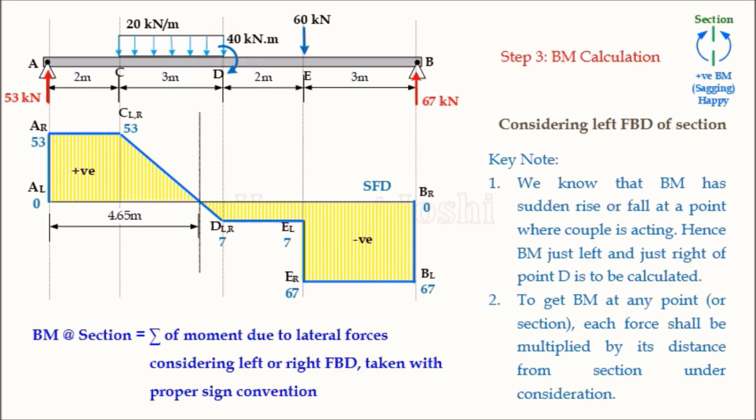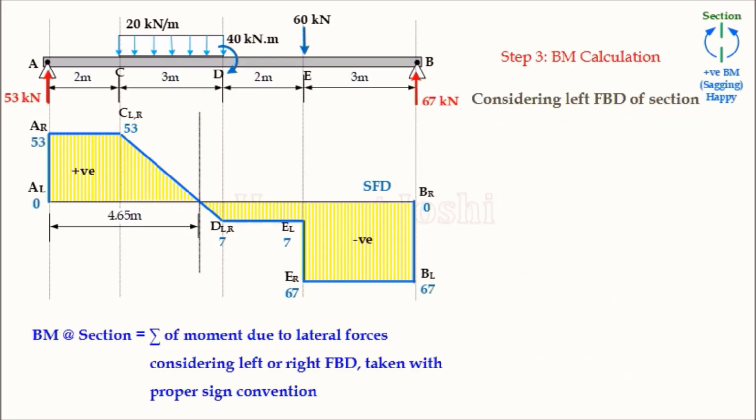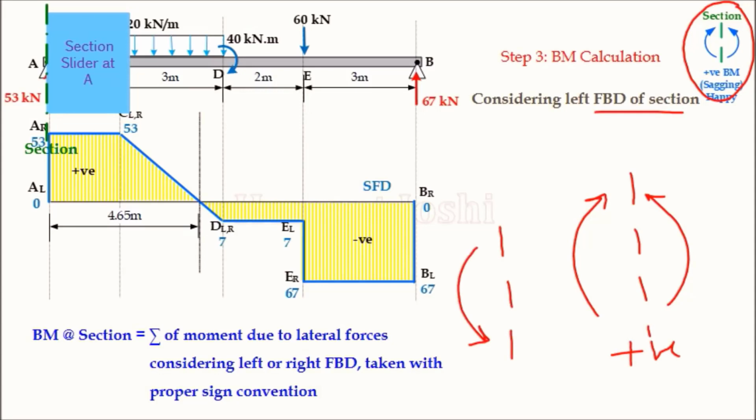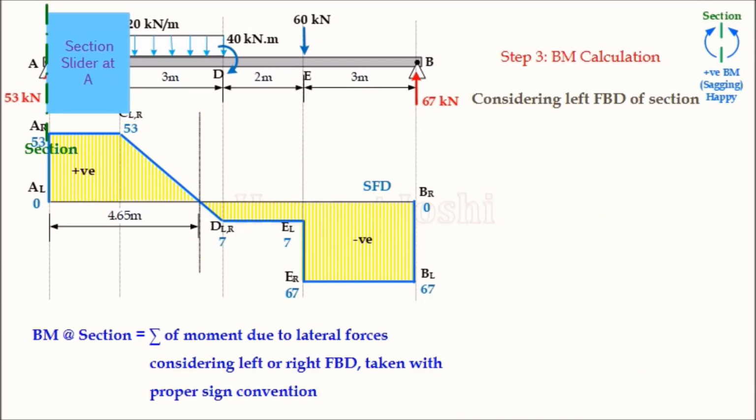Fine. Okay, let's start one by one. Again, the same section slider is taken, always considering the left FBD of my section. So my first section slider is here. And remember that our sign convention is this, sagging is positive. And I give you a simple idea: if a section is there, out and out, it is nothing but sagging, we are taking it positive. And for any section, in and in, we are taking negative. This simple logic we will remember instead of sagging and hogging.